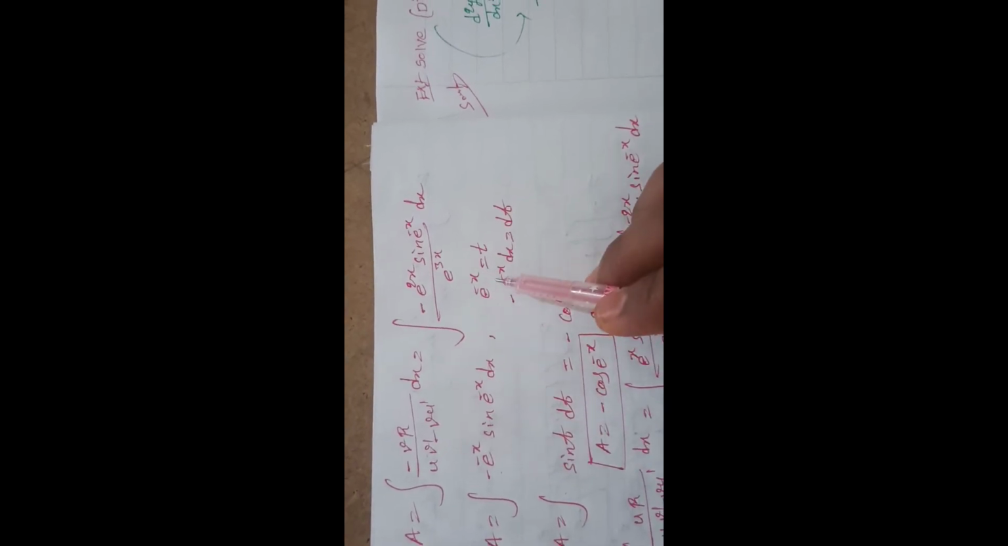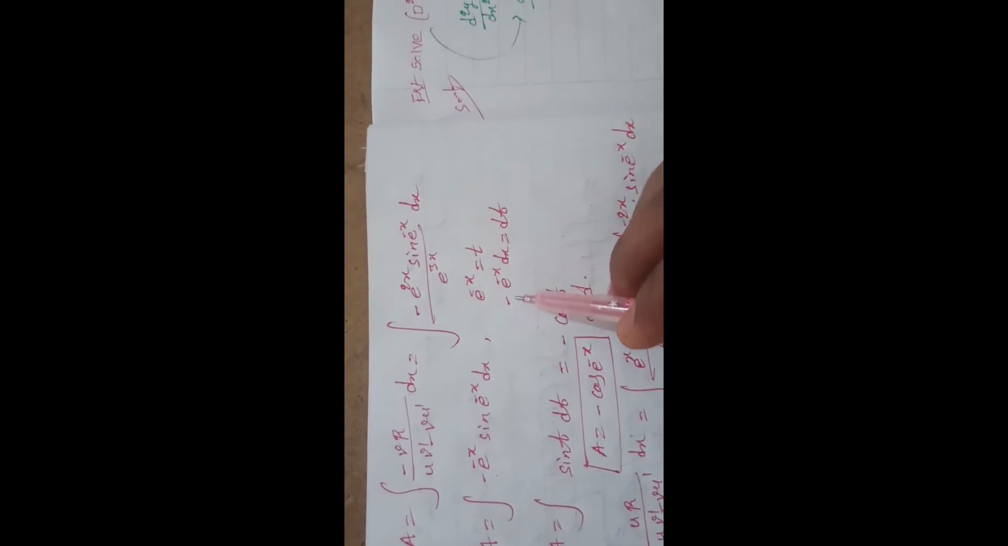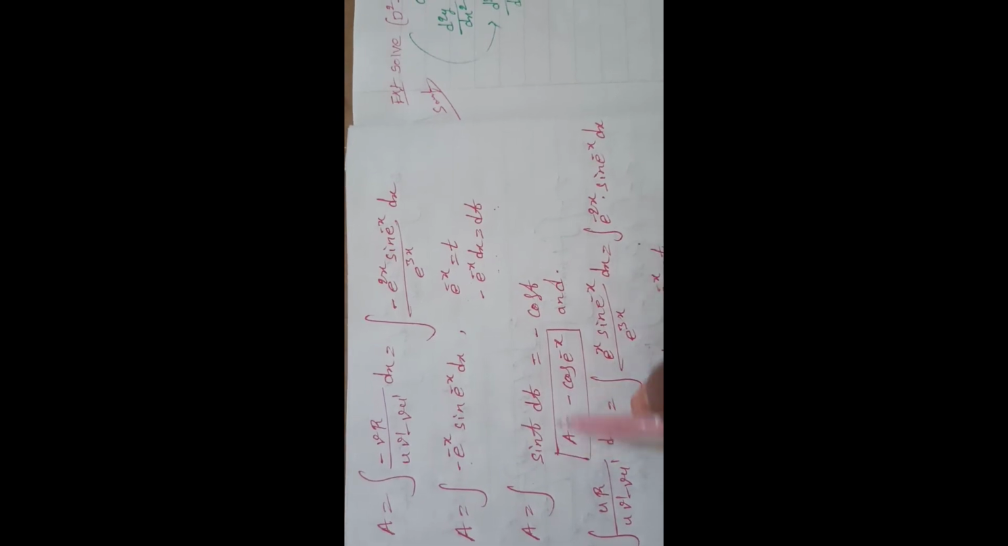So here we are taking that e to the power of minus x as t. When you differentiate this one, you will get minus e to the power of x dx is equal to dt. So wherever minus e to the power of x dx is there, we are going to replace it with dt. Whenever there is e to the power of minus x, we are substituting t. So that means here we will get this thing.